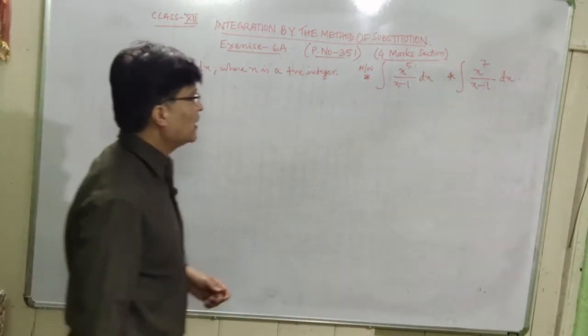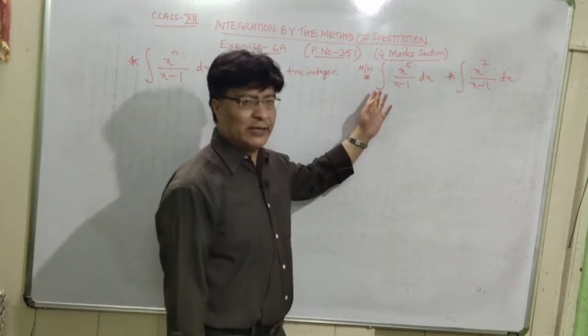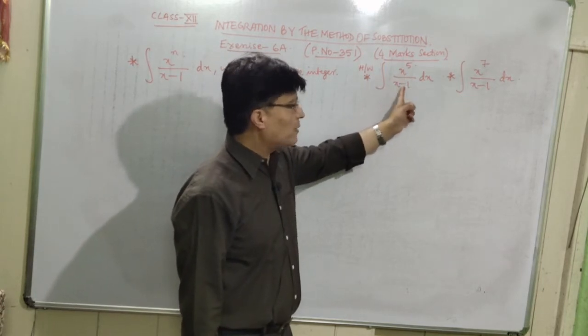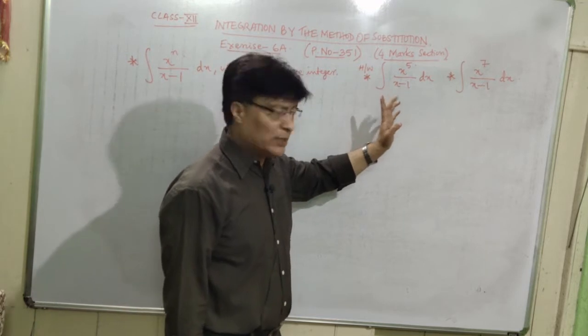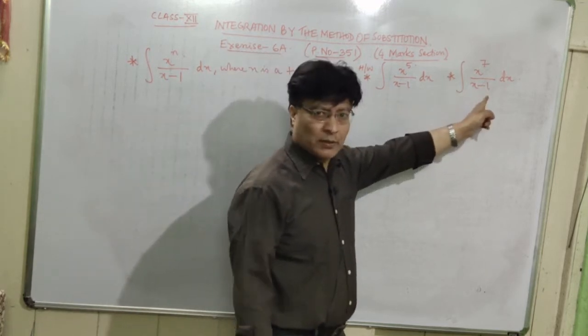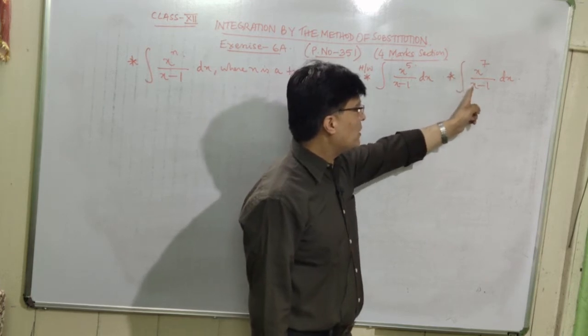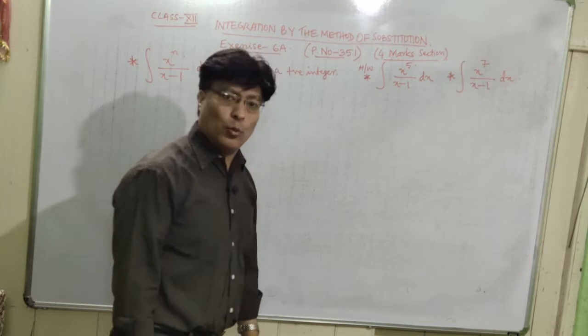Before that, you can do these two problems at home. You can do it similarly as we have done in the previous one. That is integration of x to the power 5 divided by x minus 1 dx. Similarly, you can divide this numerator by denominator. Here also the same type of problem is there. Integration of x to the power 7 divided by x minus 1 dx. Here also you divide x to the power 7 by x minus 1.